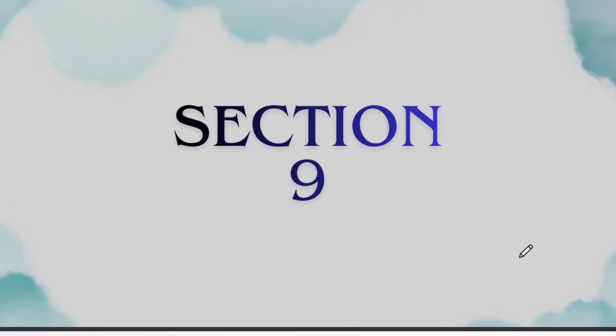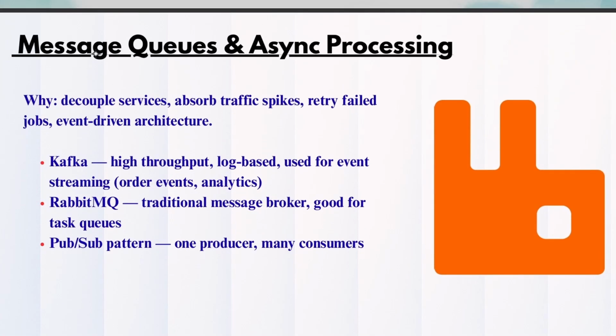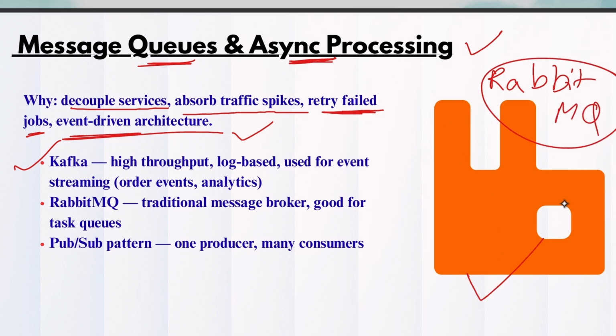Okay. The next section that we need to understand is section 9, which is about message queues and async processing. What are message queues and async processing? They are about decoupling services, absorbing traffic spikes, and retrying failed jobs, and event-driven architecture. We have something known as Kafka. First of all, this is RabbitMQ. This is the logo of RabbitMQ.